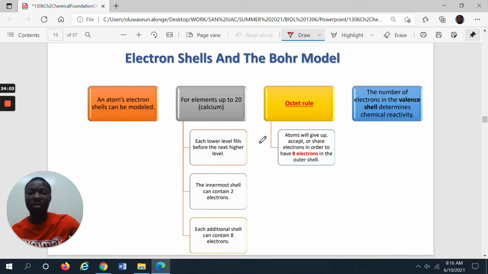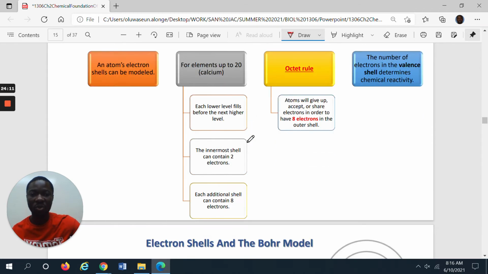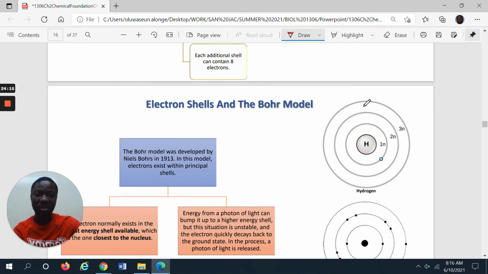Now, an atom's electron shell can be modeled, and I'll be talking about how to do the electron shell. When we say electron shell, we are talking about something like this. I'll be describing how it helps chemical reactions, its relevance, and its importance. So let's go.